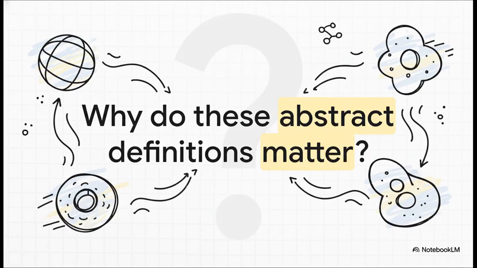So you might be thinking, okay, this is getting pretty abstract. Why do we need all this precision? And that is a totally fair question. The answer is that these properties become incredibly powerful tools when we want to figure out what happens when we start transforming spaces with functions. Let me show you what I mean.